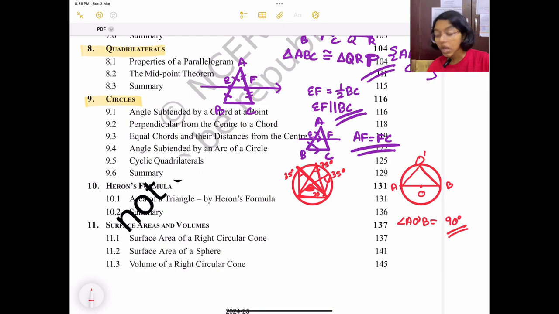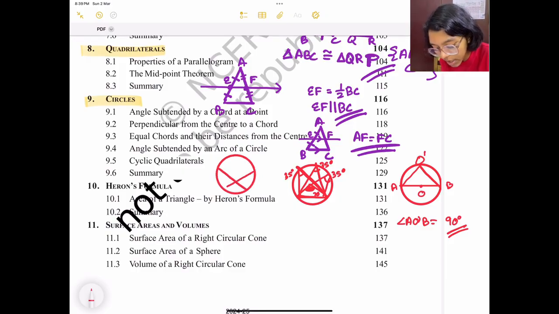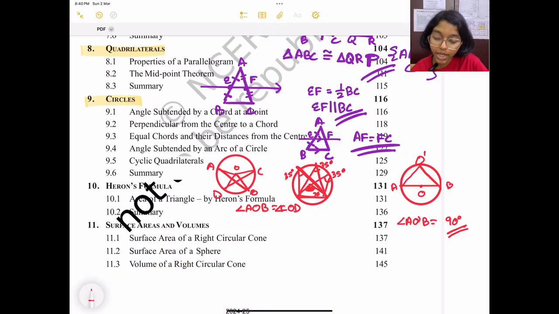Then, equal chords subtend equal angles at the center. Let's take a circle with center O. Let's say this is chord AB and this is chord CD. The angle subtended here and the angle subtended here are equal: angle AOB is equal to angle COD. This is given. So from here we can infer that AB should be equal to CD, the chords are the same. Why? Because the angle subtended at the center is the same, that means the chords are the same.